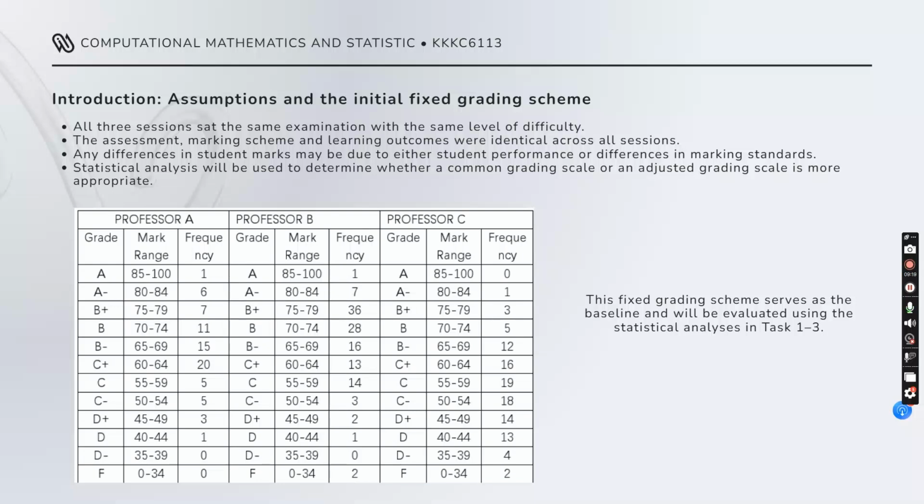Second, any difference in the final marks was assumed to be caused either by differences in student performance or differences in marking practice of Professor A, B, and C. Since the examination scores alone cannot distinguish between these two factors, statistical analysis is required to determine whether the observed differences are significant. Based on the assumption, I will first examine the descriptive statistics and frequency distribution of the 3 sections. This fixed grading scheme serves as the baseline and will be evaluated using the statistical analysis in tasks 1 to 3.